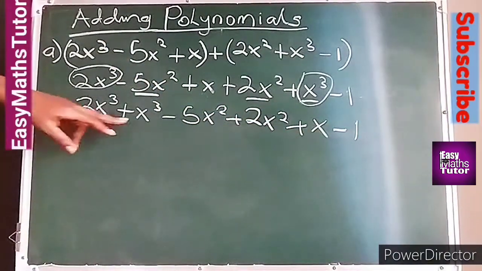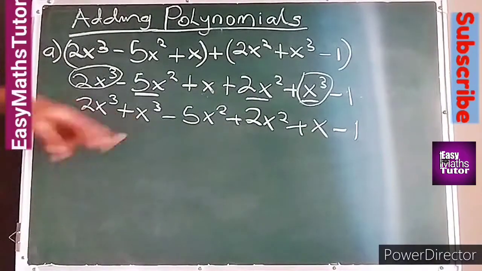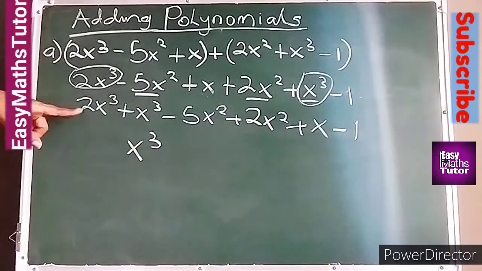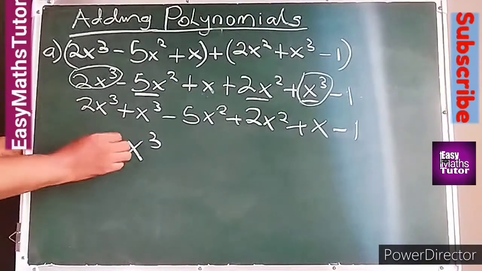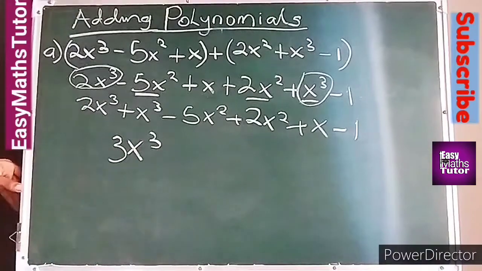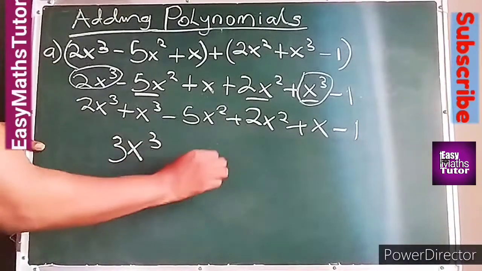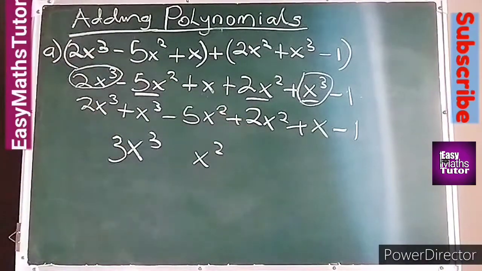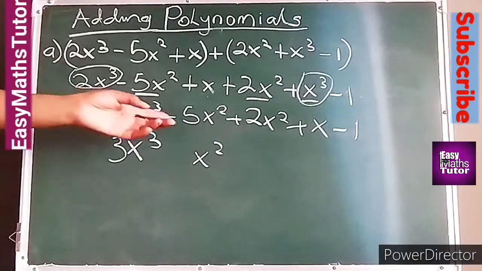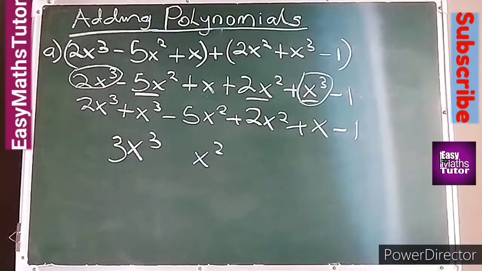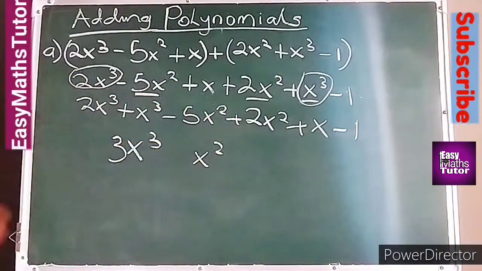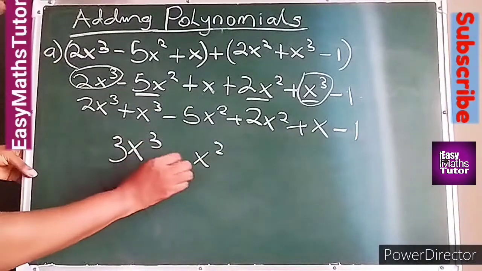If we're adding up 2x cubed plus x cubed, first of all, just write x cubed. We say 2 plus 1 will give us 3. Then the next term is x squared, so we say minus 5 plus 2. Remember what I said about adding negative and positive numbers? The number that is more negative is greater, that's 5. So we say 5 minus 2, that's 3. Therefore, the answer will be negative 3.